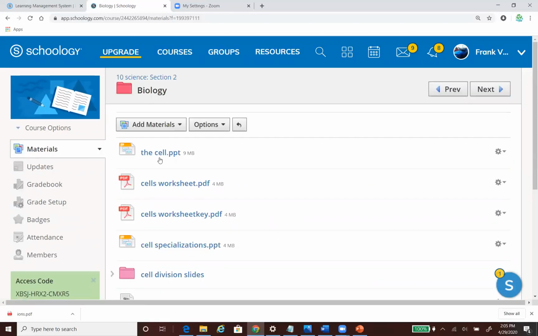Okay, so today we're just going to introduce the cell. And then if you want to start looking at this worksheet, a worksheet on the parts of the cell, and these are the answers below it. If you haven't done the online quiz, you can work on that.